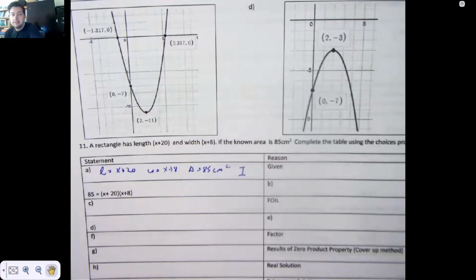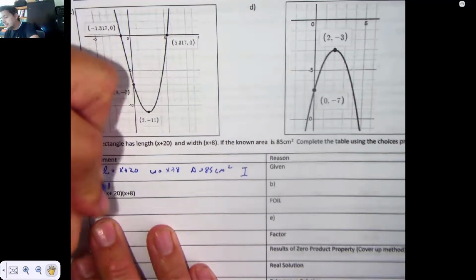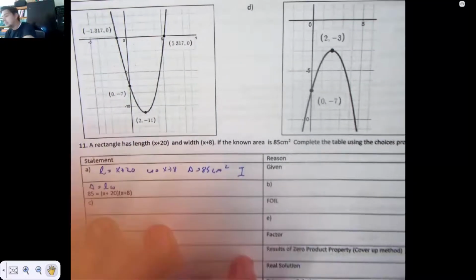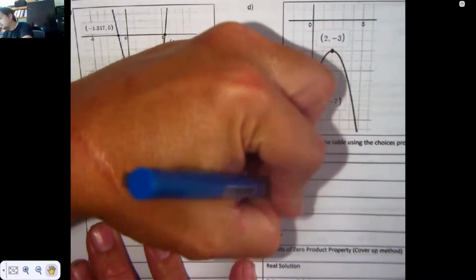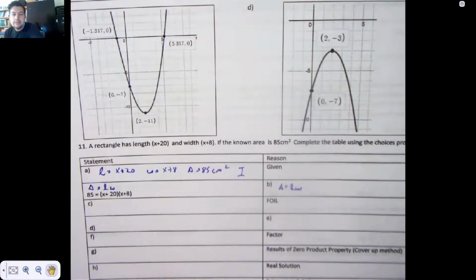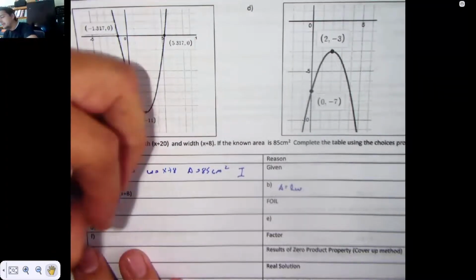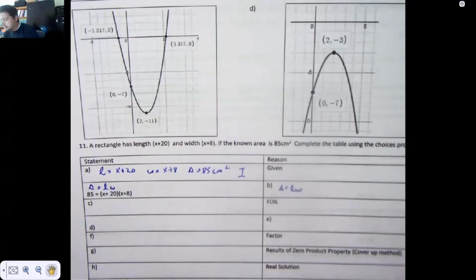The formula for the area of a rectangle: length times width. This is literally area equals length times width. I don't understand what's wrong with you kids. Area is length times width. The next reason is the FOIL technique. That's what you do on the left-hand side. Oh, by the way, area equals length times width is what choice? Choice 4.